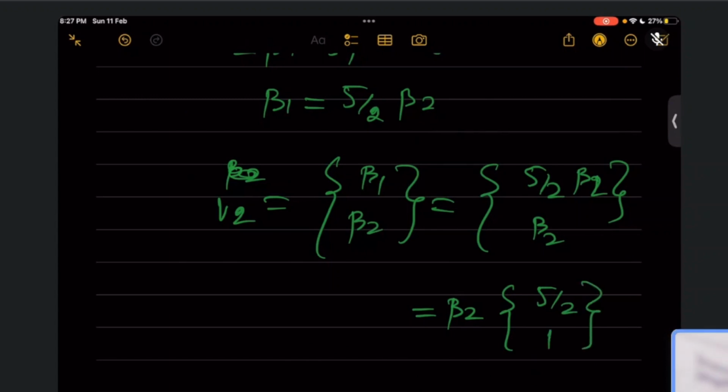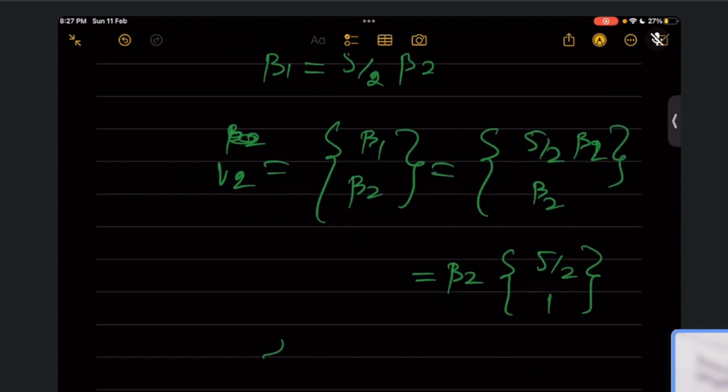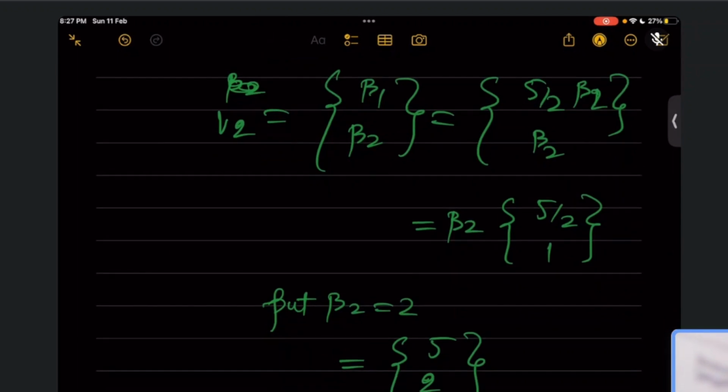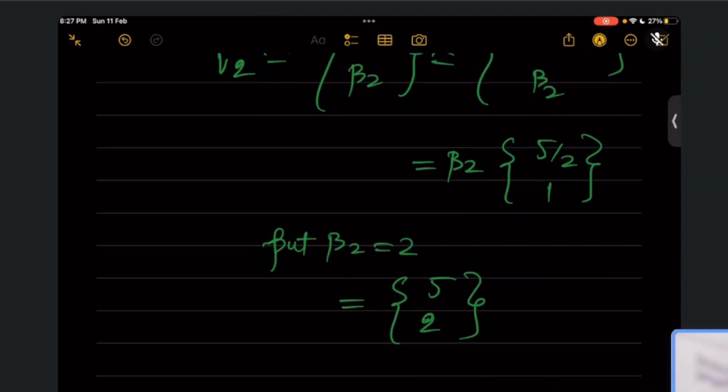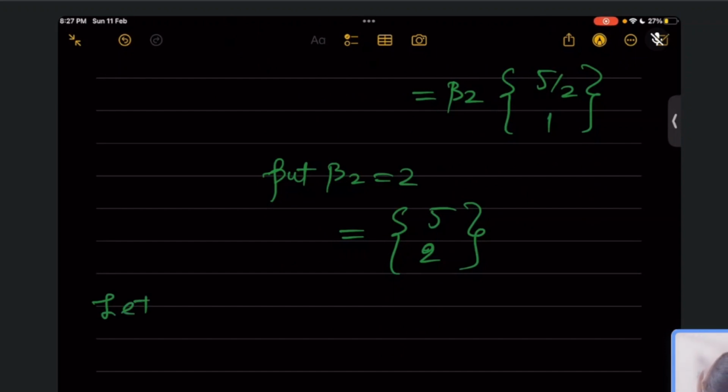Now what should I choose as the value of β2? We can choose 1 also, we can choose 2 also, but I will choose it as 2 so that this fraction goes away, it will make it more appealing. Why would I want a fraction in this vector? So I will take the value of β2 as 2, put β2 equal to 2, and what will be my eigenvector now? Now it will be 5 and 2. Got it? Yes.